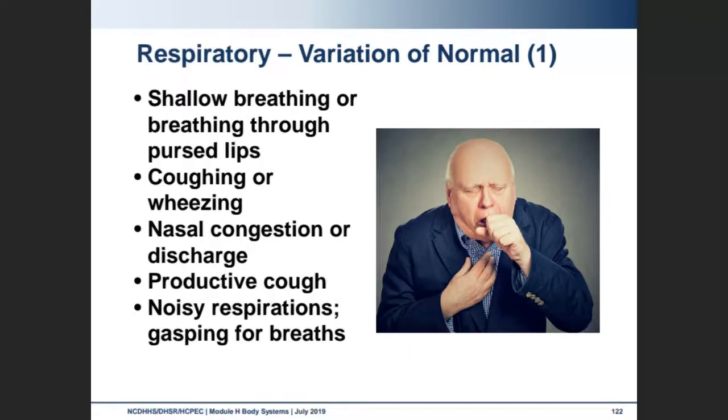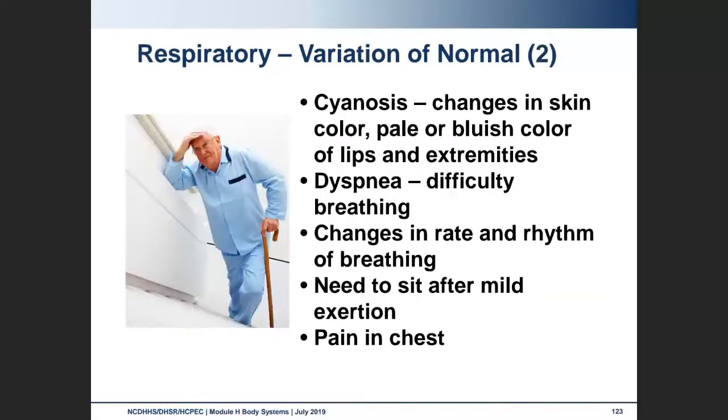If we notice shallow breathing or breathing through pursed lips, coughing or wheezing, nasal congestion or discharge or a productive cough, noise, gasping for breath, or too slow or too fast a respiratory rate. Some of these we mentioned in the Module AA lecture when we talked about tachypnea and bradypnea. If we see cyanosis, that's when we have a change in skin color and the skin appears pale or bluish in color. We may see this in the lips or extremities.